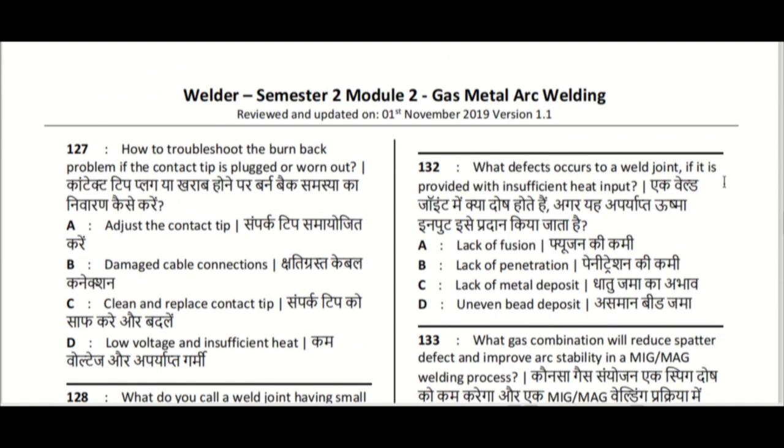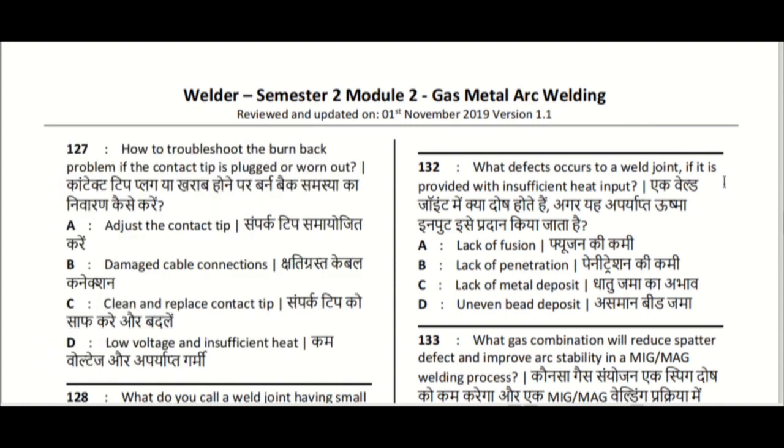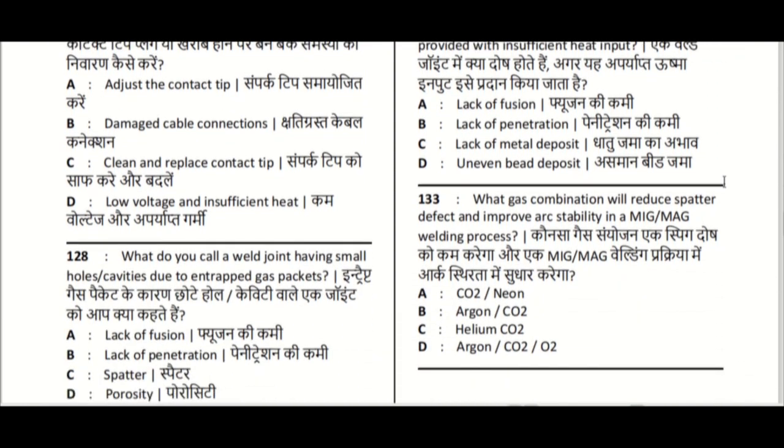What effect occurs to a weld joint if it is provided with insufficient heat input? Because of the insufficient heat input, the amperage will be less. Due to less amperage, or less current, lack of penetration defect will happen.